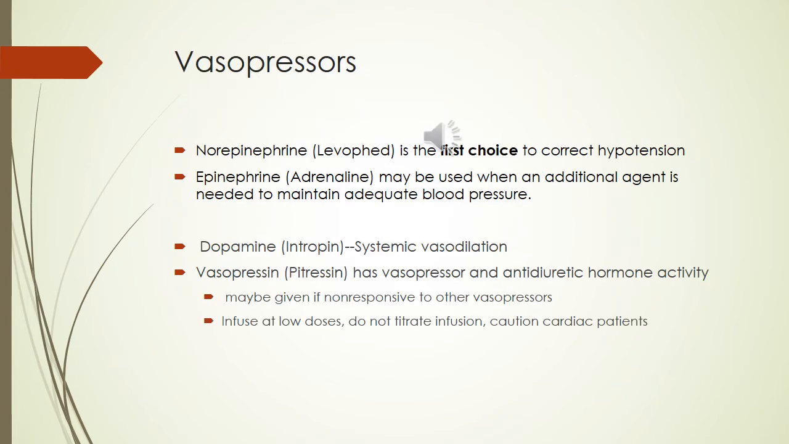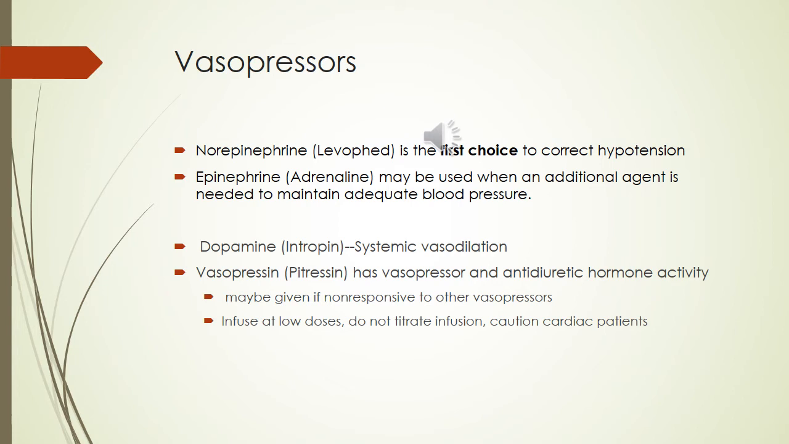Your first choice of vasopressors in response to septic shock will be norepinephrine or Levophed. It is the first choice to correct hypotension. Epinephrine, adrenaline, may also be used as an additional agent if it is needed to maintain adequate blood pressure. Other vasopressors include dopamine, which is a systemic vasodilation, and vasopressin.